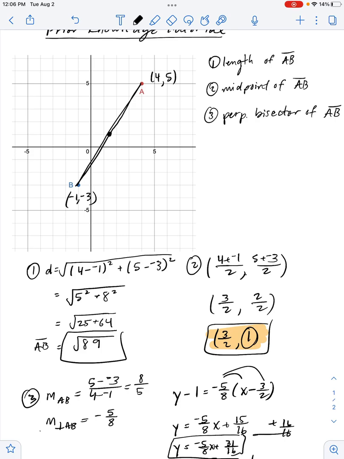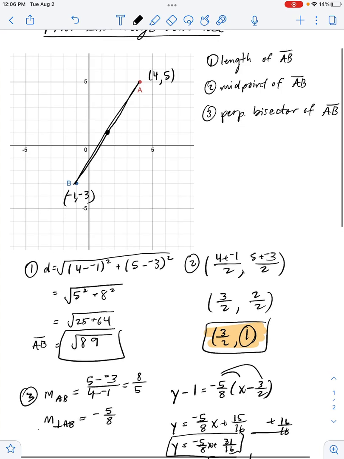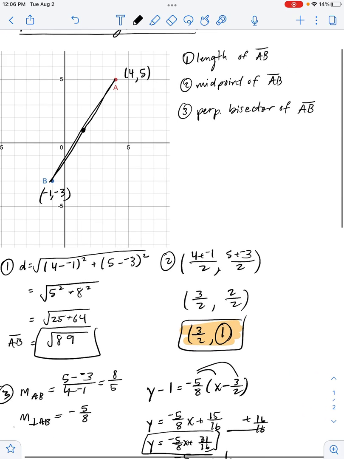And just to check, to make sure it's right, I'm going to plot it. 31 over 16 is my y-intercept, which is just a tiny bit over 2. So my y-intercept is here, a little past 2, and it has a slope of -5/8. So I go down 1, 2, 3, 4, 5, and over 8. And that looks just about right.